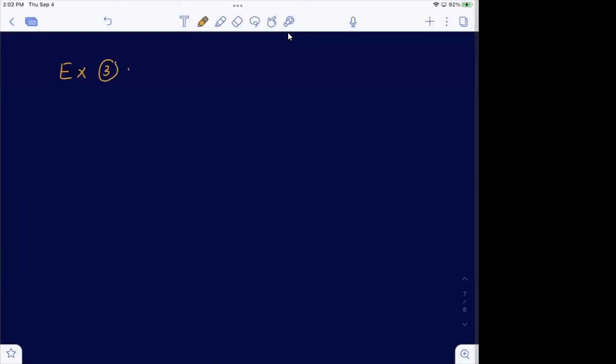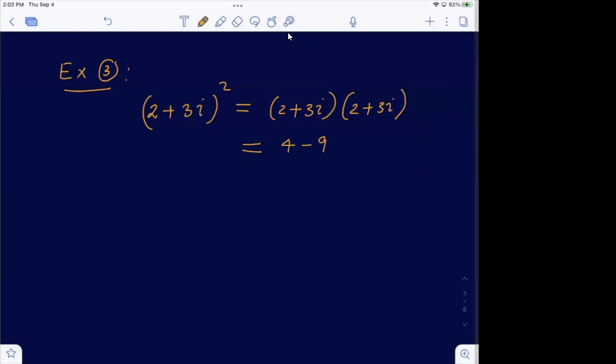Example number 3. Let's consider taking some powers of a complex number, (2 plus 3i) squared. Now this is none other than just multiplying the complex number by itself. It's going to be 4 minus 9 plus 6i plus 6i, so 12i, together negative 5 plus 12i.